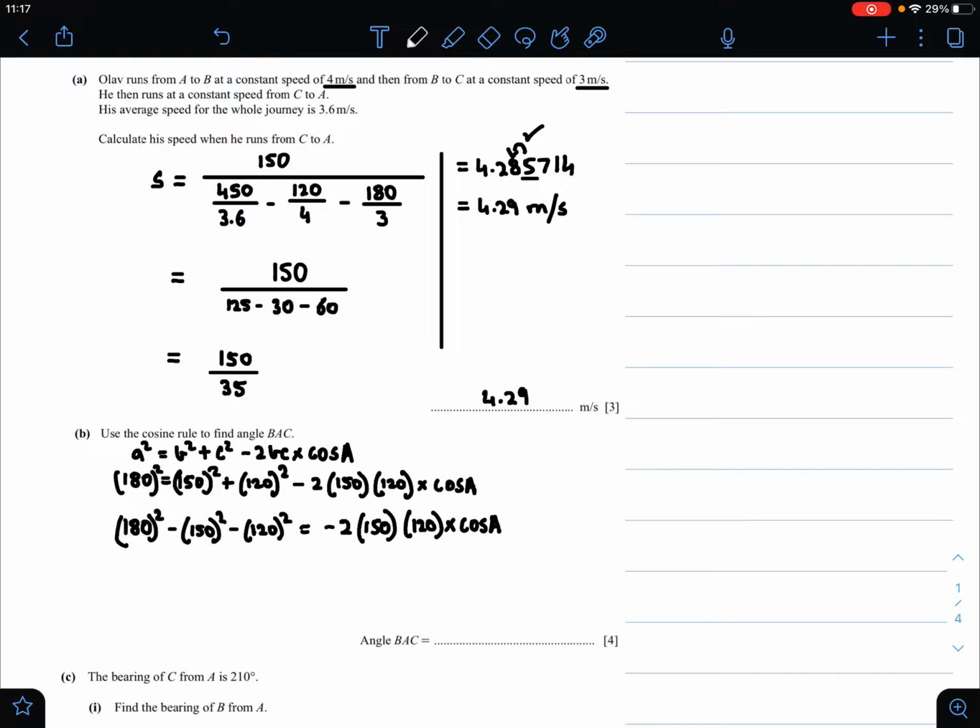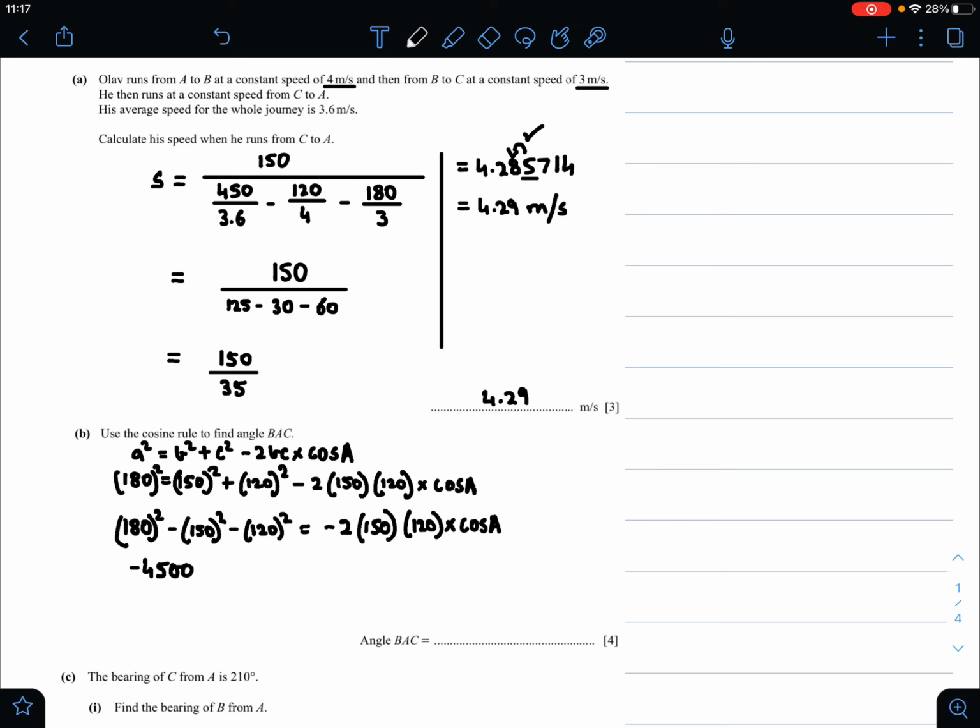Let's simplify this a bit. 150 square is equal to 22,500 plus 120 square. So the total of both of them is 36,900. Now 180 square is equal to 32,400 minus 36,900 is equal to negative 4,500.